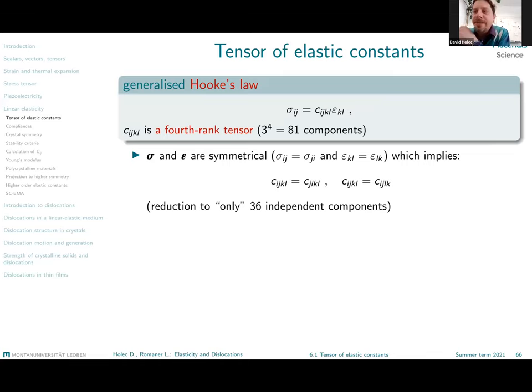This is achieved by requesting such identities. In the first one, we say that this fourth rank tensor is symmetrical with respect to the exchange of the first two indices. So CIJKL is the same thing as CJIKL. This comes from the symmetry of the stress tensor. In the second identity, we say that the fourth rank tensor is also symmetrical with respect to the exchange of the second pair of indices. CIJKL is the same thing as CIJLK. And this is related to the symmetry of the strain tensor.